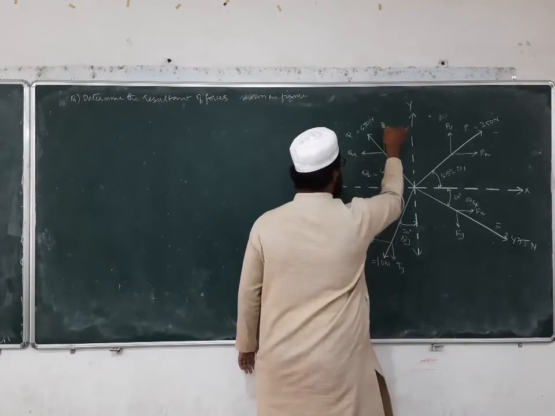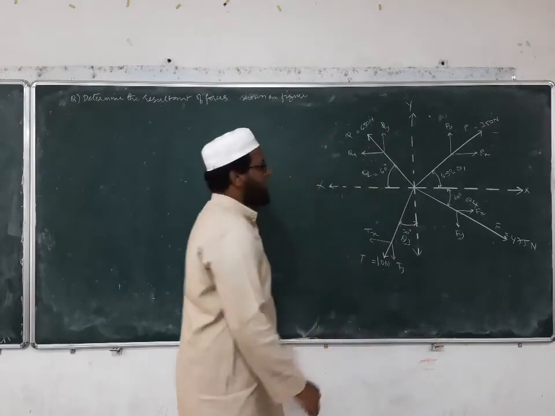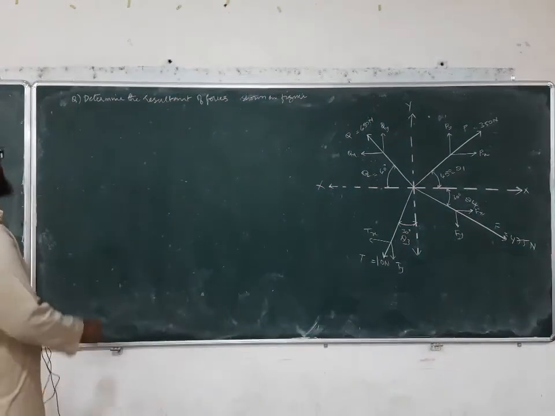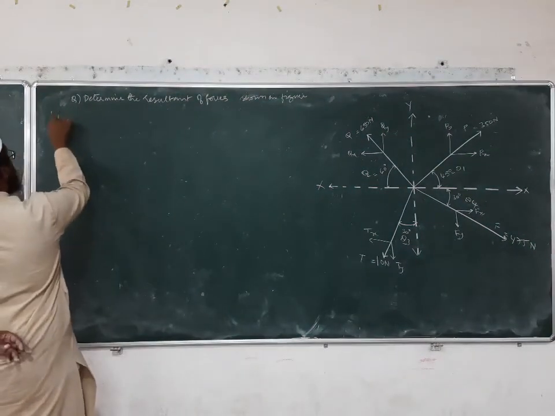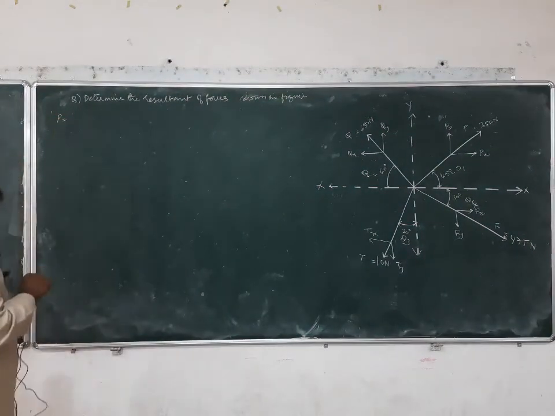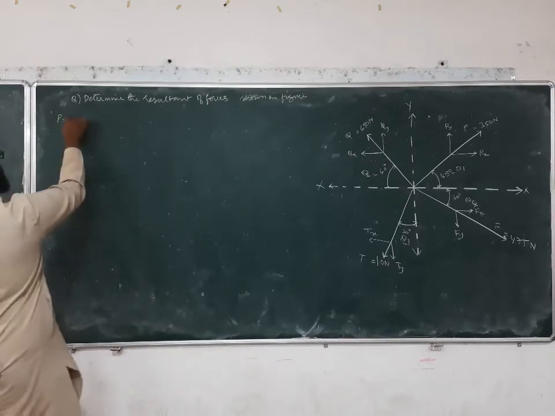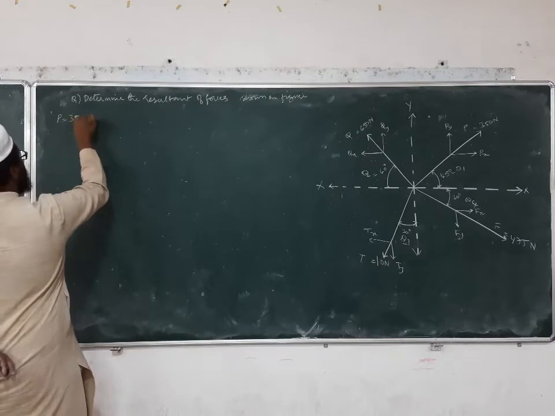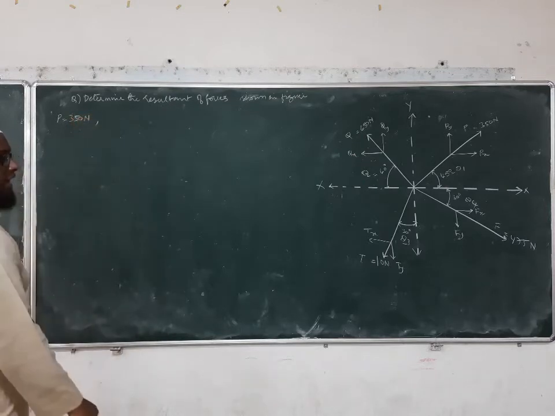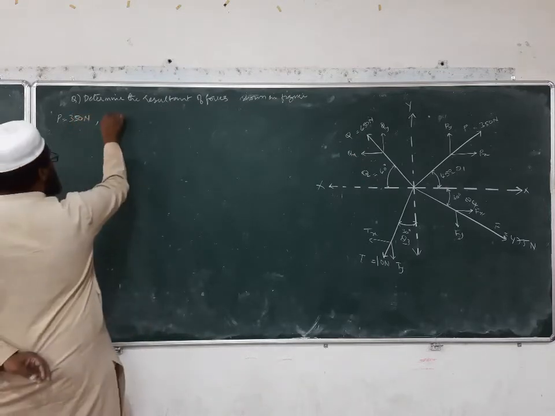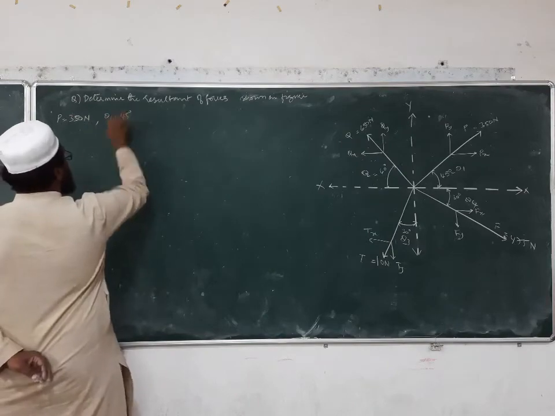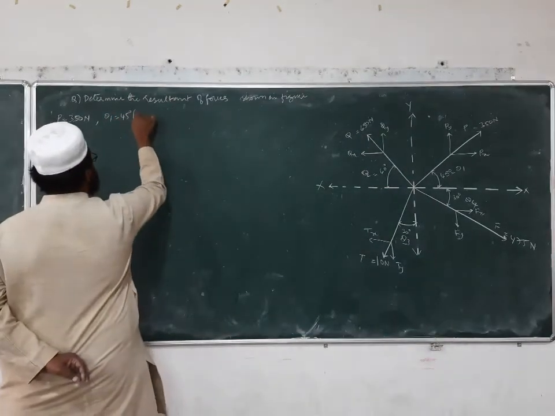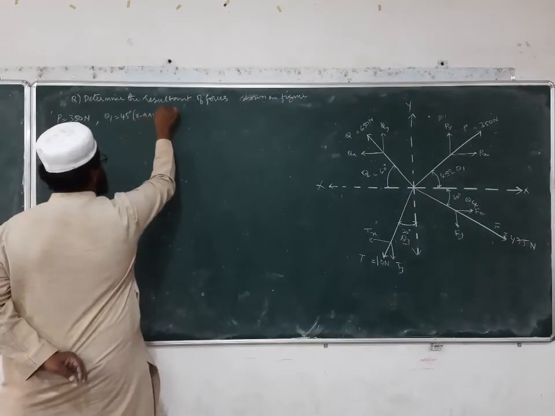Qx and Qy. Okay, these are the components of all the inclined forces. We'll start with P. P is equal to how much? 350 newtons. And what is the angle? Theta 1 is equal to 45 degrees, and it is making an angle of 45 degrees with which axis? X-axis. Alright.